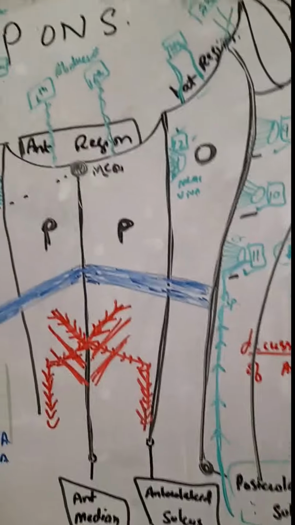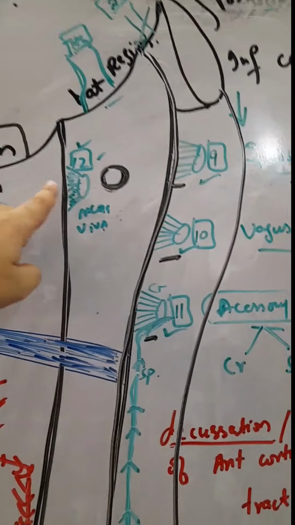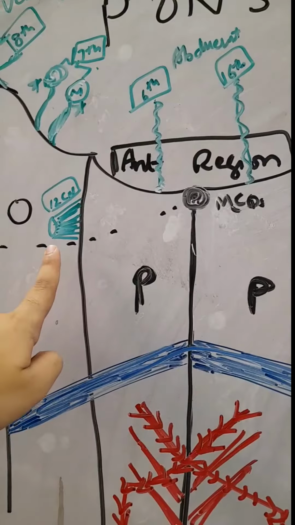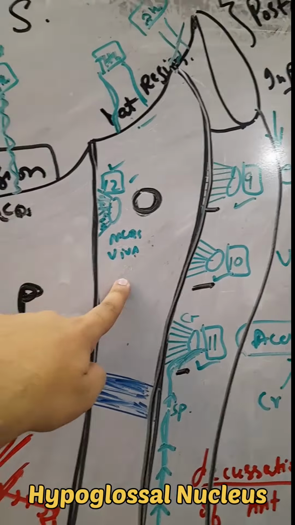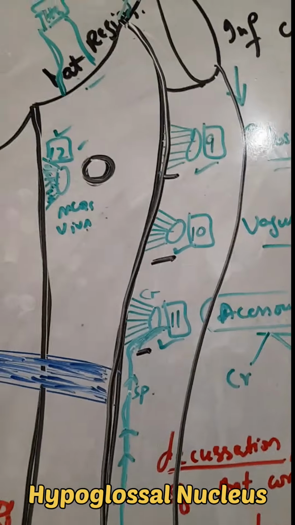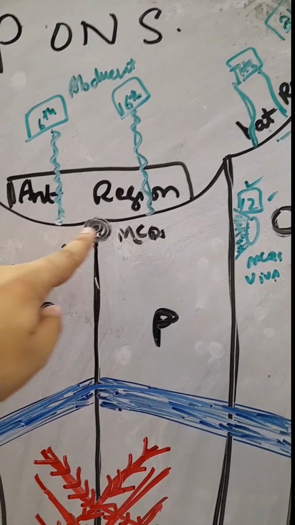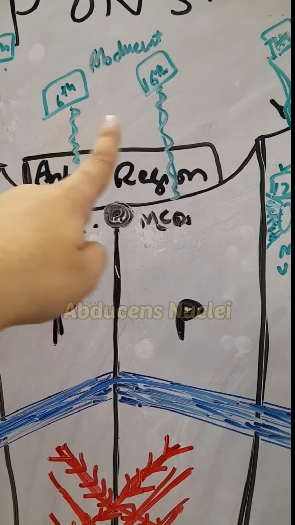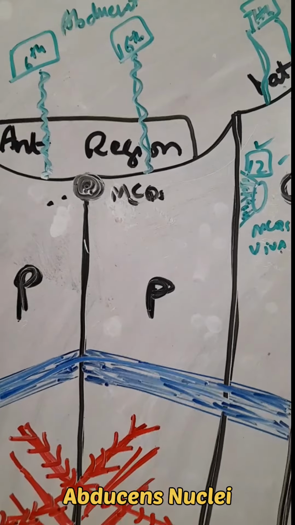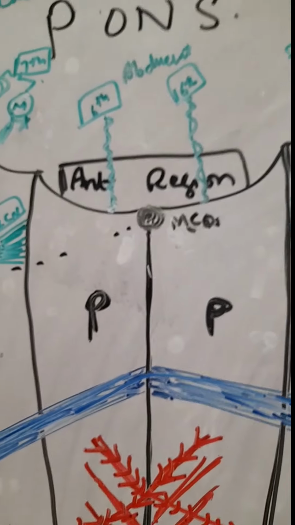Now we talk about the nuclei of the cranial nerves. At the very front, medially lies the nucleus of the 12th cranial nerve, the hypoglossal nerve. That is an important MCQ point, that it lies at the anterolateral sulcus. Then medially on the anterior region, in the pontomedullary junction, lies the 6th cranial nerve, the abducens nerve. As you know, the 12th cranial nerve is the hypoglossal nerve and the 6th cranial nerve is the abducens nerve.